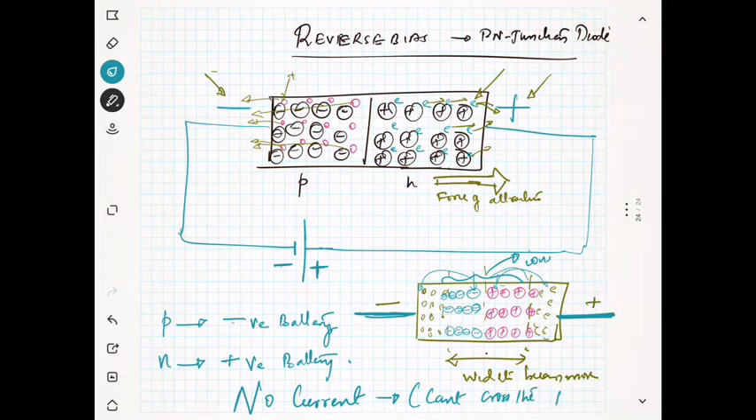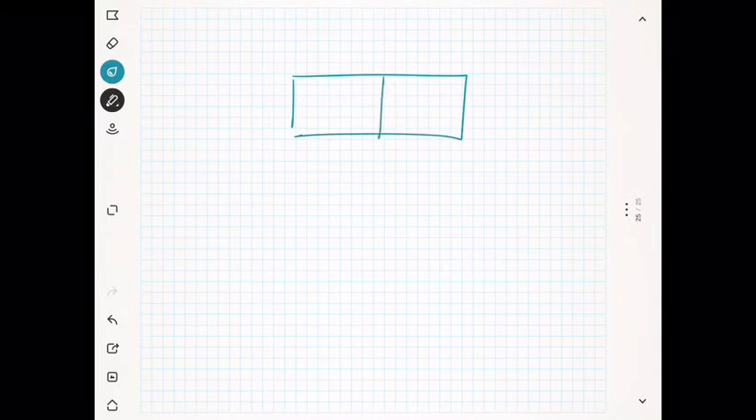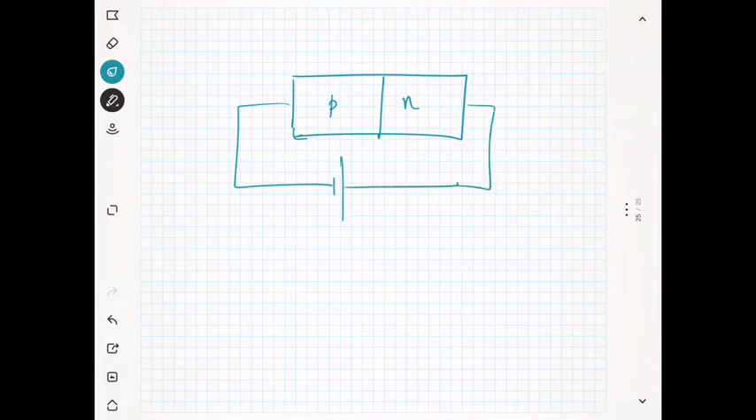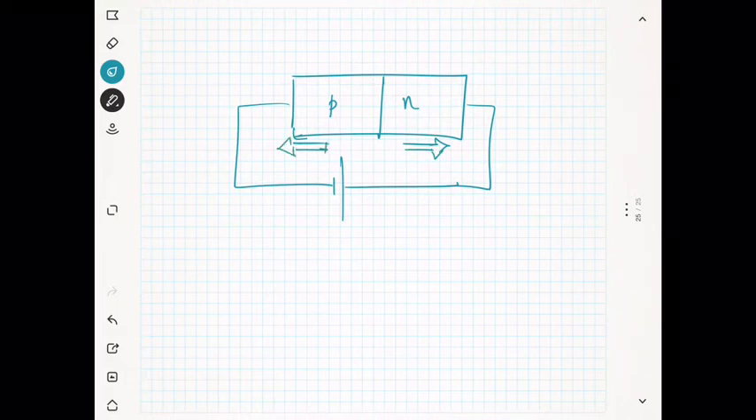Because of that, there is no current. So this will happen in the case of reverse bias. So I am going to conclude it. In the reverse bias, if you have a p-type and n-type, you are going to give the negative to the p-type and positive to the n-type. Actually, the electrons will try to move like this and the holes will try to move like this. Okay, so actually no current. So this is the case of reverse bias, RB.